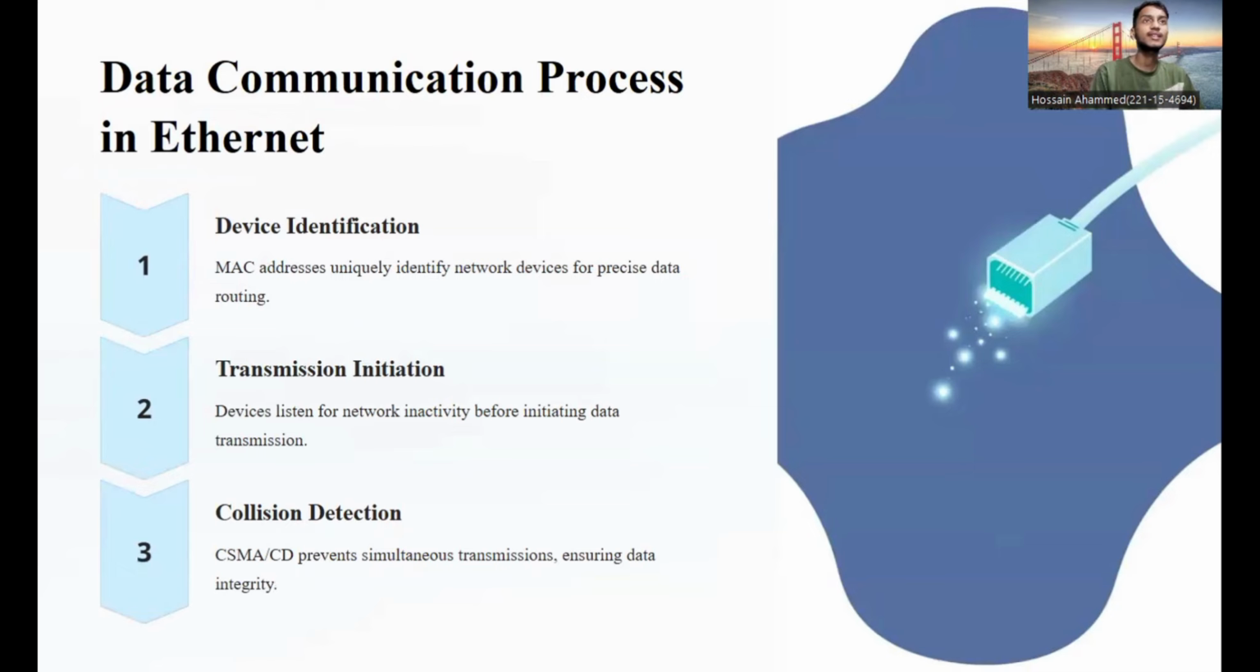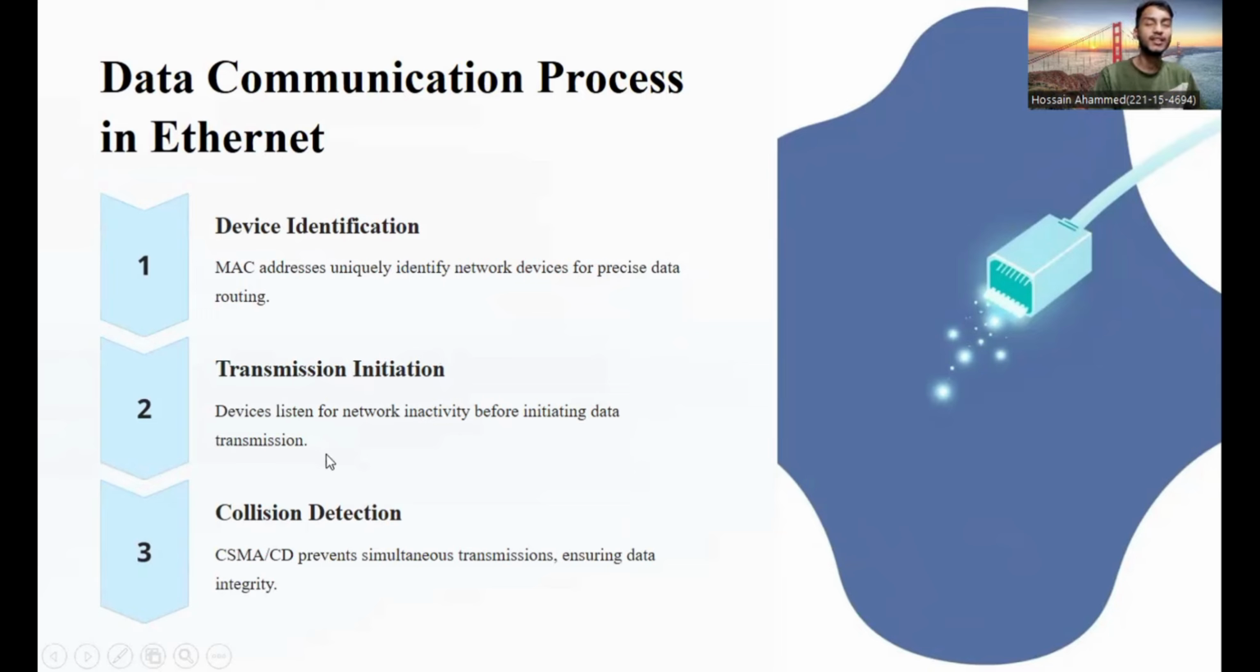Data communication process in Ethernet. This explains the process by which, using Ethernet, data can be communicated from one device to another. Here I mention 3 main topics used for data communication. The first is device identification, the second is transmission initiation, and the third is collision detection. In device identification, the device identifies the MAC address of the other device so that they can transfer the data.